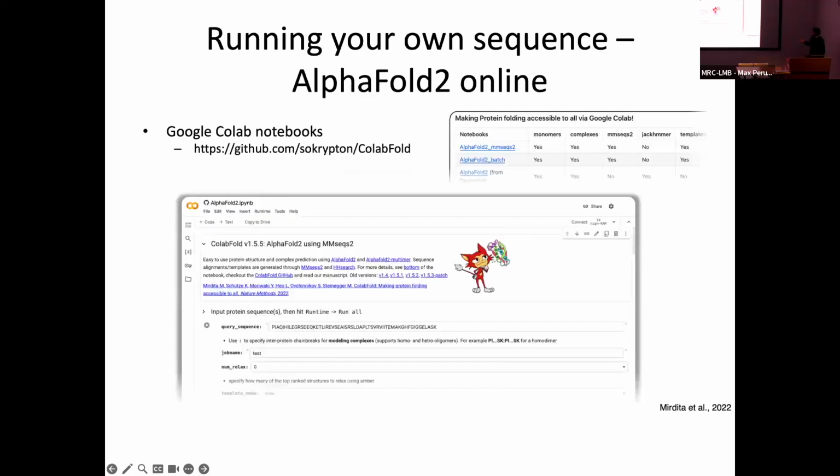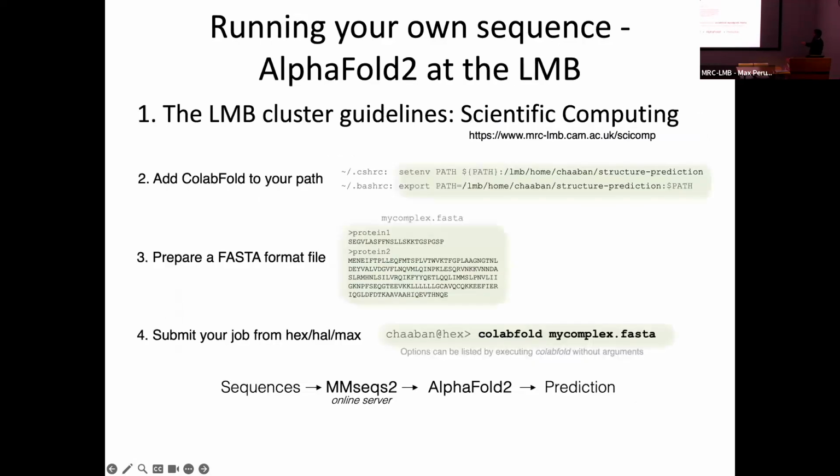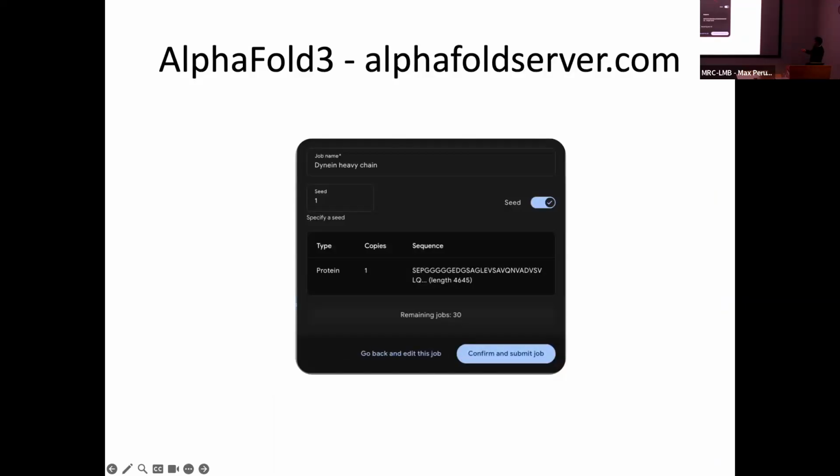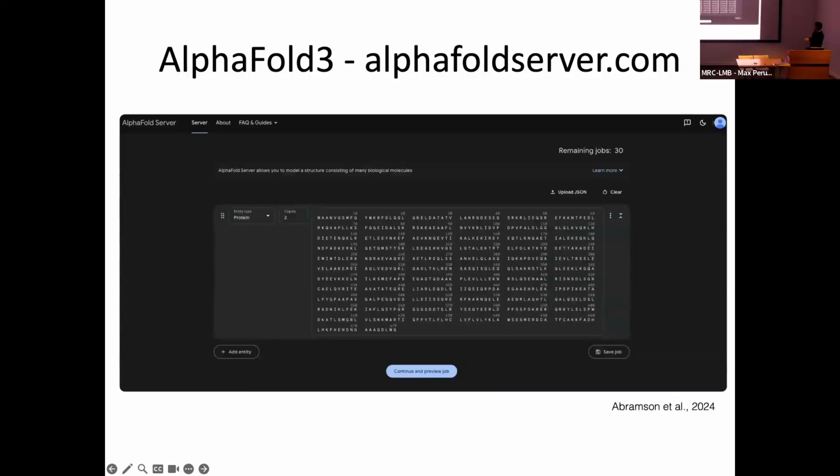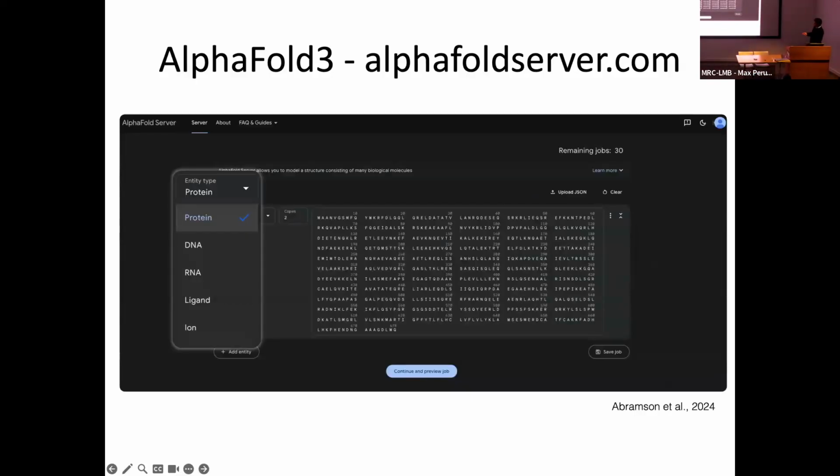So for AlphaFold 2, there are two ways to run it. One is through the Colab notebooks from Google, which is online. Again, you just paste your sequence here and you run it. It probably takes an hour. Or you can run it on our cluster, which has been set up by scientific computing together with Sami. AlphaFold 3, as we said, is only the web server. You can use not just protein, but you can also add ligands and ions. I don't know how well it performs, I must admit.